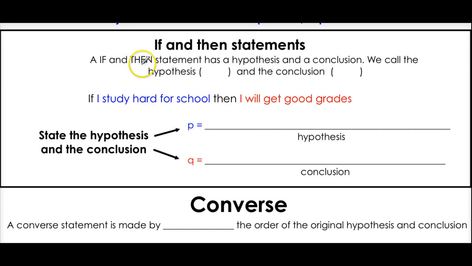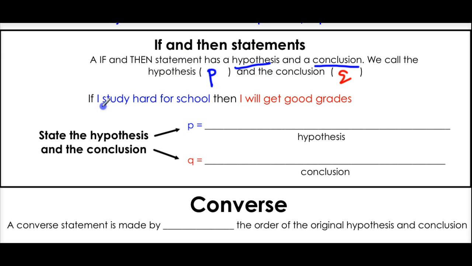Today we're just talking about if-then statements. And an if-then statement always has two parts, okay? And you just need to know how to label the two parts. There's a hypothesis and a conclusion. We call the hypothesis the P, and we call the conclusion the Q.